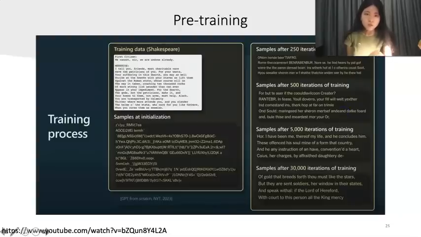And for training, we will do multiple iterations. Like you can see for this Shakespeare's training data, at first it's just not readable, and then after 250 iterations, it becomes something that seems to be words, but we can't really decipher that. And after more iterations, like after 30K iterations of training, "of God that breathes forth thou must like the stars." So this already looks very much like Shakespeare's writing.